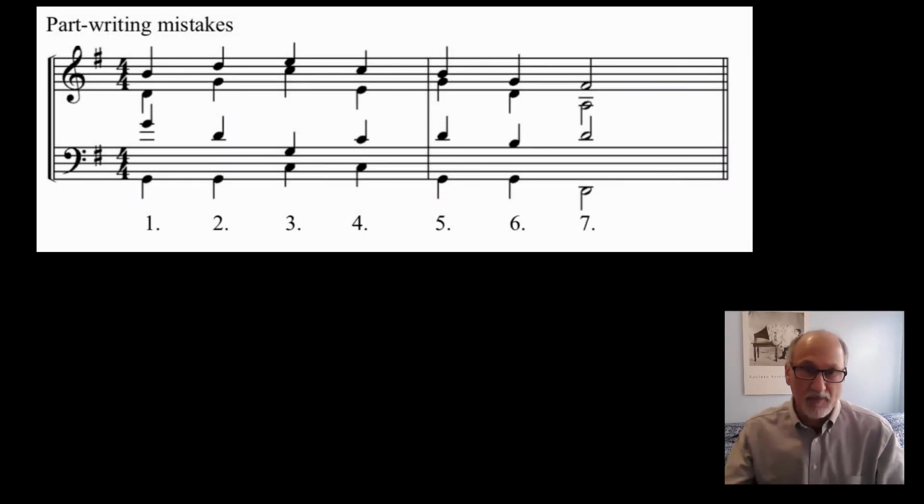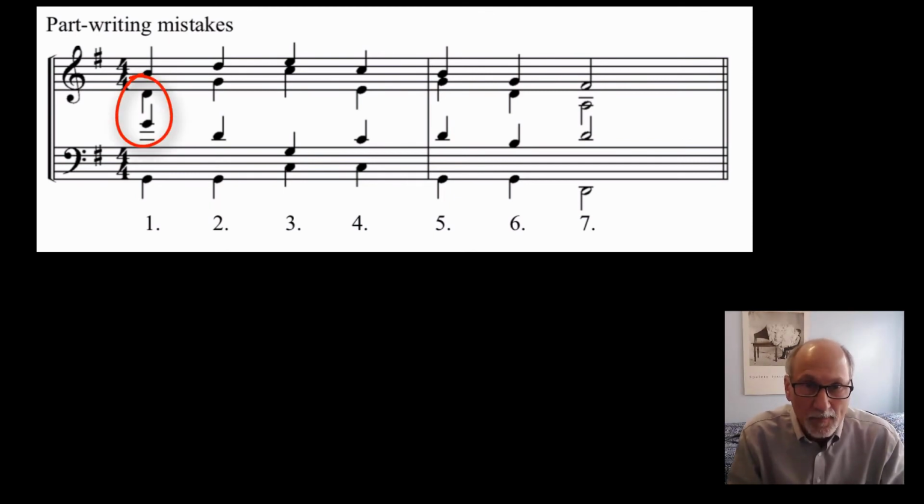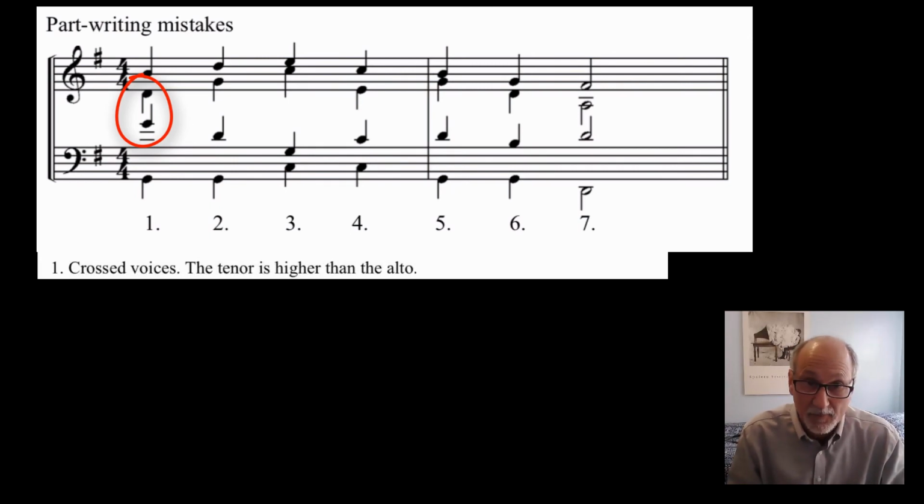Okay, there are 7 chords. Let's take each one individually. Chord number 1. First of all, take a look at that tenor part. That's a high G. Compare it to the alto. Can you see that the tenor voice is singing higher than the alto? That's called crossed voices. We don't want to do that. That would be considered a voice leading mistake.